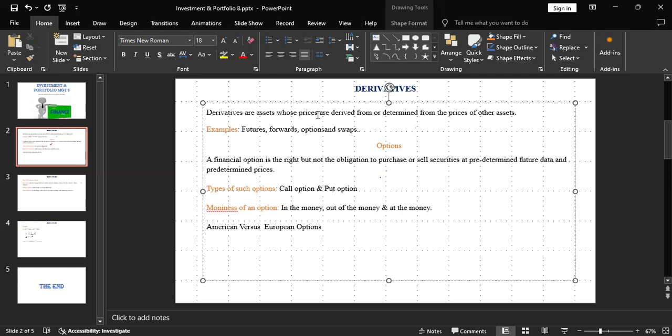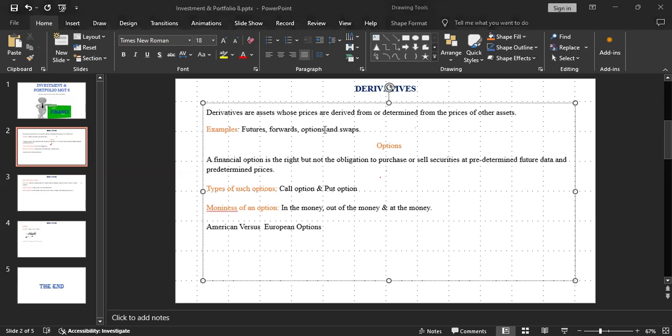Okay, and swaps. So these are derivatives. They are normally contracts to sell an asset or execute a transaction in future, and it's being influenced by an underlying asset. So the price is being determined by an underlying asset. Now let's talk about futures.